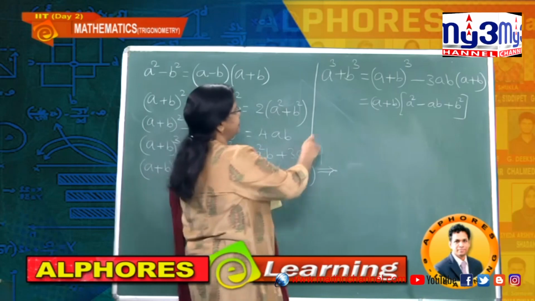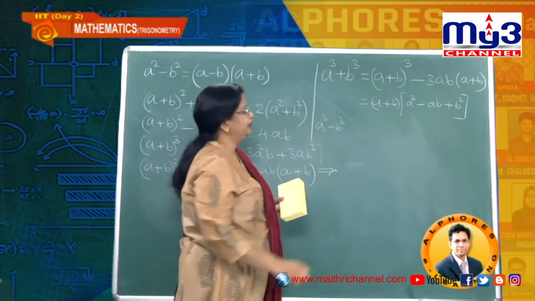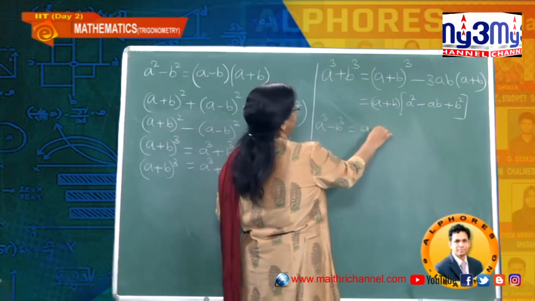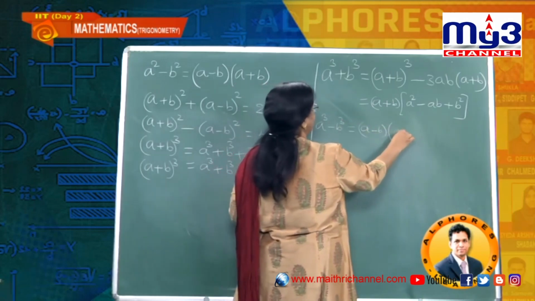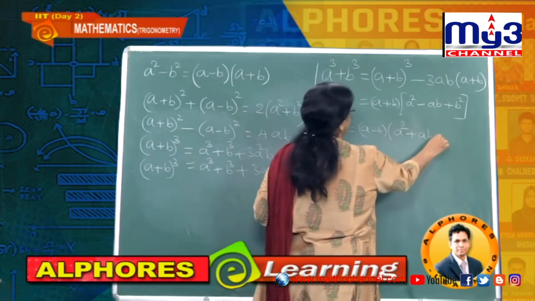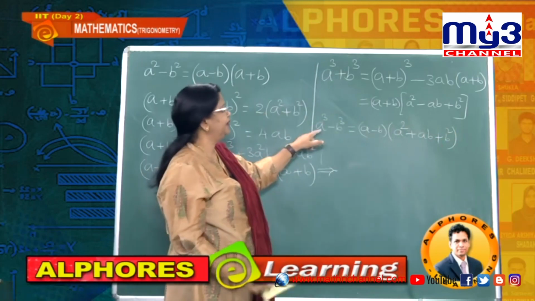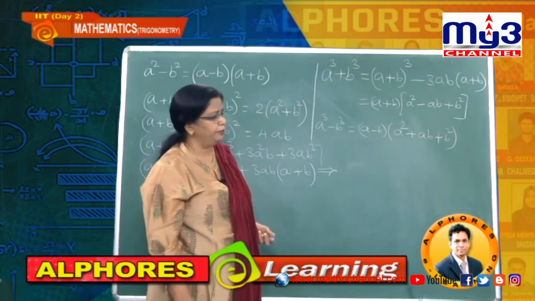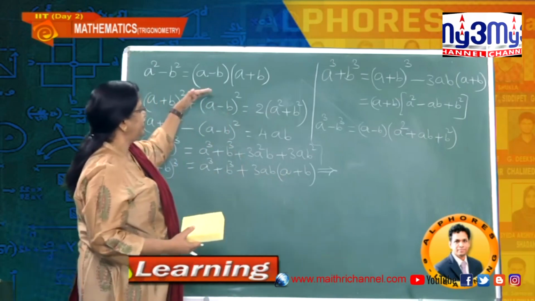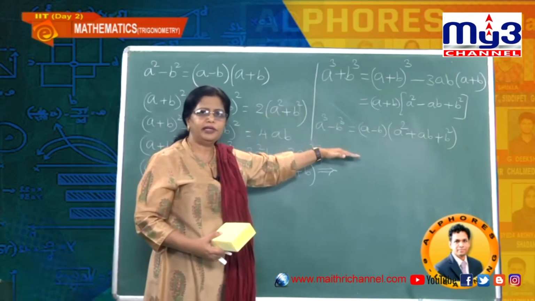And next one, suppose if you take a cube minus b cube, this is one of the formulae you can apply: (a minus b) into (a square plus ab plus b square). So this is another formula, that is for a cube minus b cube. So these are main important formulae which you can apply for any type of real numbers.